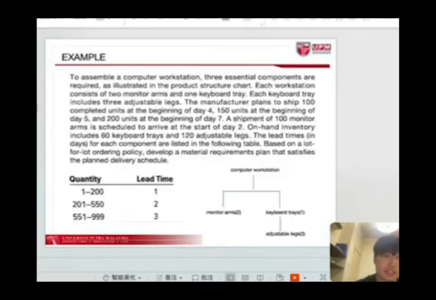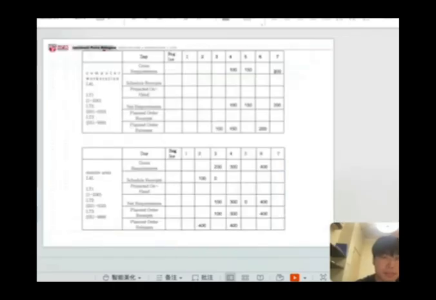According to the given information, 100, 150, and 200 units of workstation need to be produced on day 4, day 5, and day 7. Because there is no inventory or any scheduled receipts, the net requirements for those days are also 100, 115, and 200. Based on the lead time, orders for 100, 115, and 200 units should be placed on day 3, day 4, and day 6.